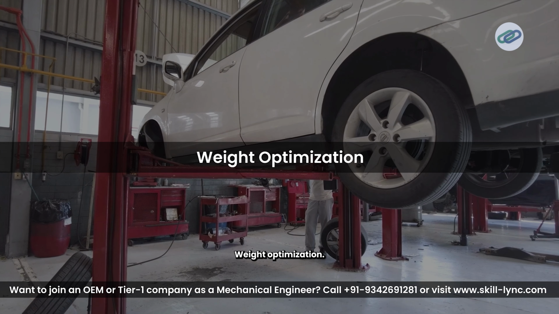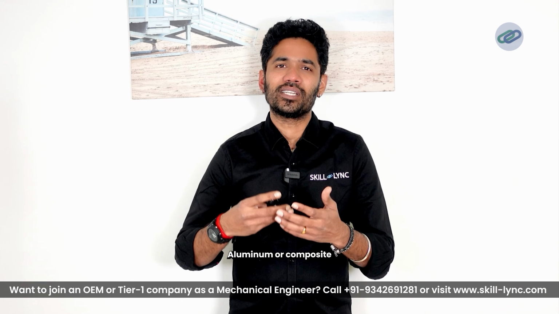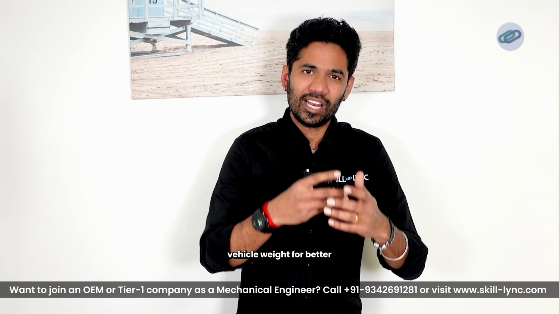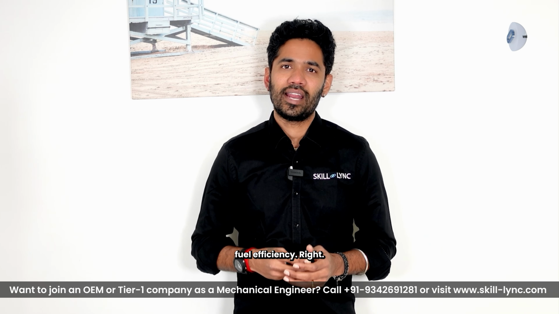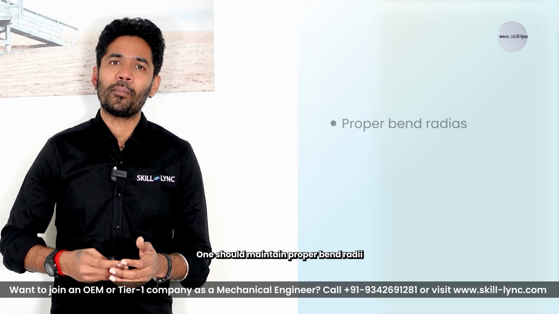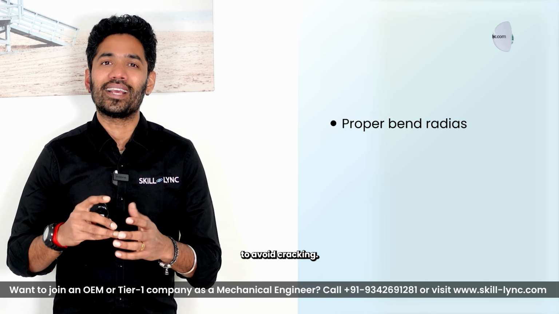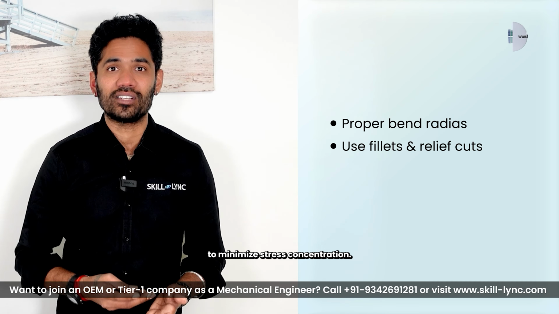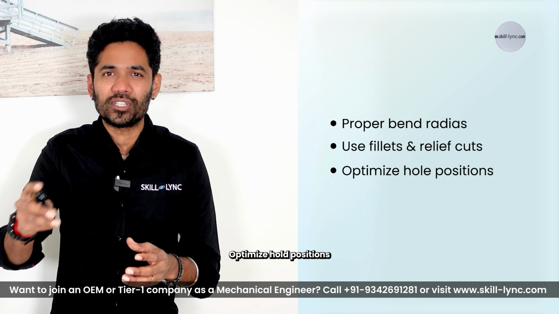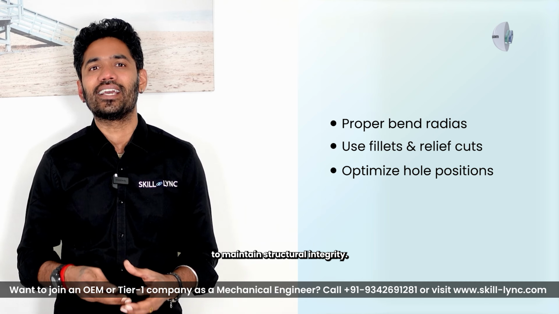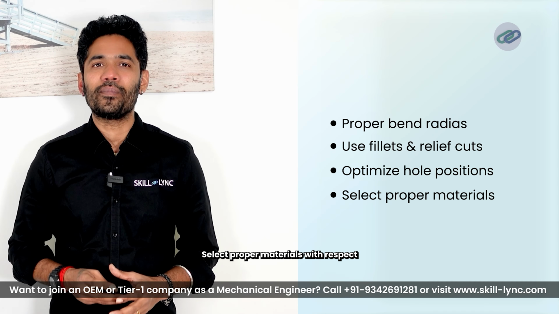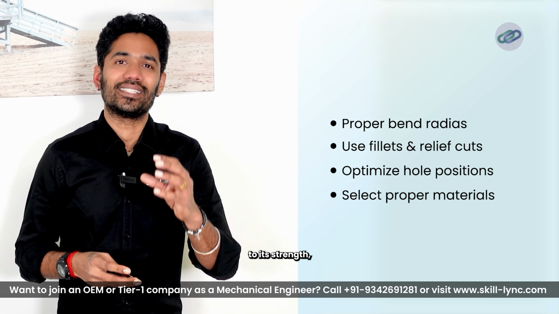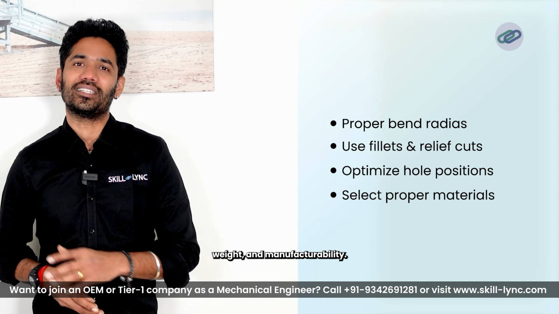Crashworthiness. High strength steel reinforcements absorb impact forces. Weight optimization. Aluminium or composite materials reduce vehicle weight for better fuel efficiency. One should maintain proper bend radii to avoid cracking. Use fillets and relief cuts to minimize stress concentration, optimize hole positions to maintain structural integrity, and select proper materials with respect to their strength, weight and manufacturability.